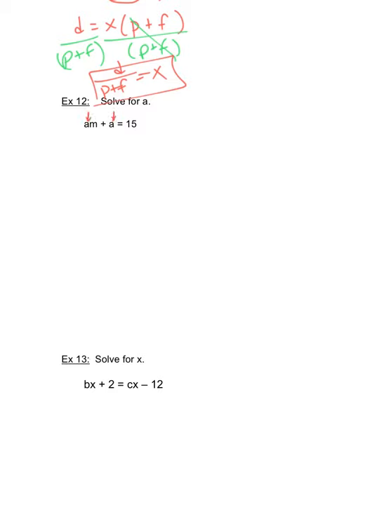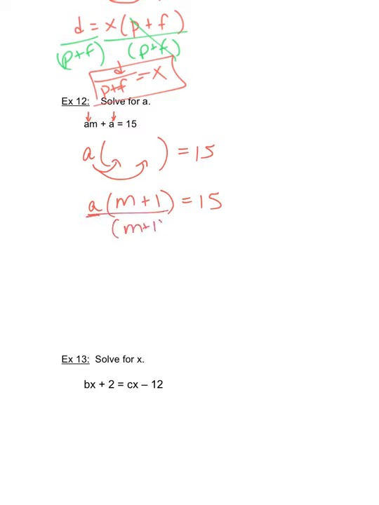And you think to yourself, a times what would give me am, and a times what would give me a. So I'll do it in the next step. A times m is am, and a times 1 is a. And now when you've turned it into 1a, now you could divide both sides by m plus 1, and you're done. A equals 15 over m plus 1.